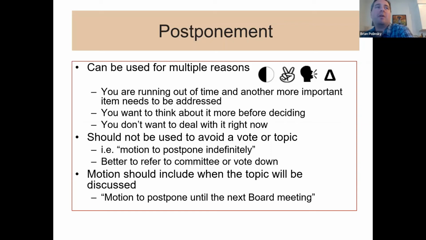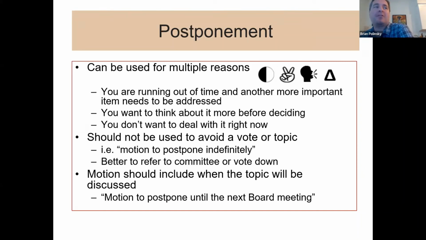So what are the reasons that you might make a motion to postpone? So first, you're running out of time and another more important item needs to be addressed. You want to think about the matter a little more before having the body decide on the issue, or you just don't want to deal with it right now for some reason. That shouldn't be used to avoid a vote or a topic entirely. So you don't want to have a motion to postpone indefinitely. So if you are going to postpone it, it's a good idea to say when you will actually consider the issue. Motions to postpone are usually not the best idea.